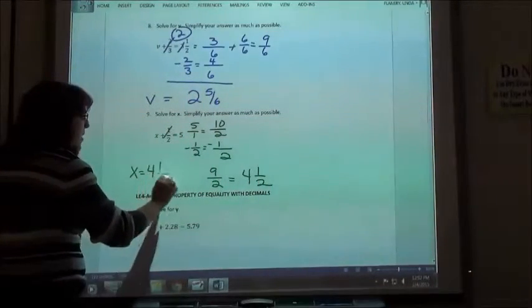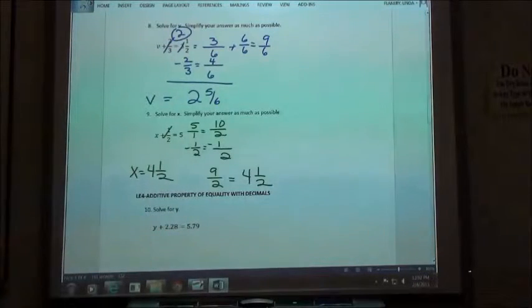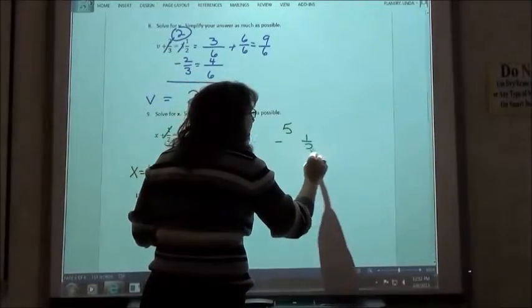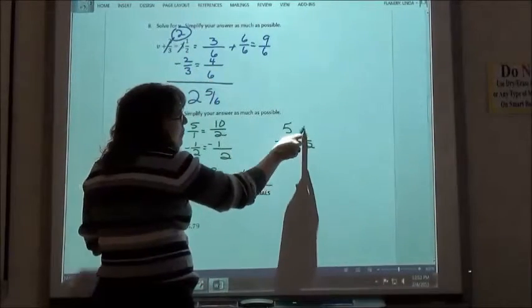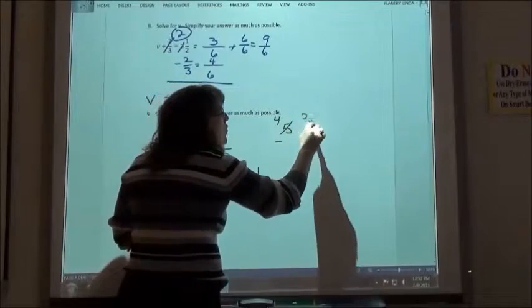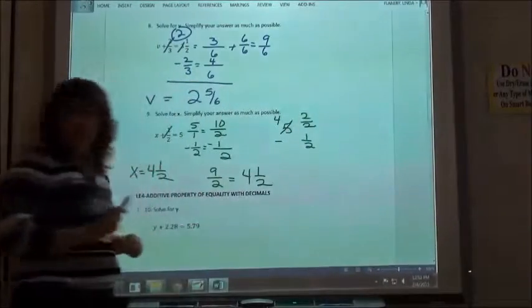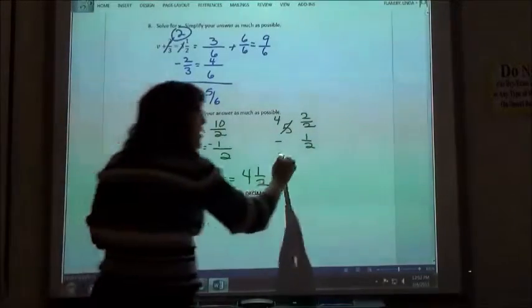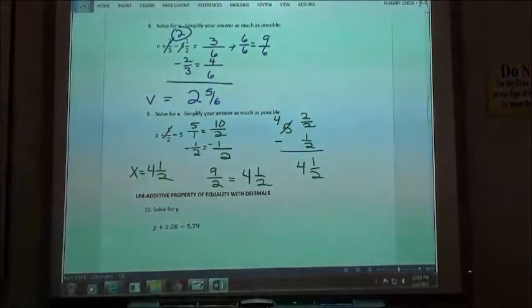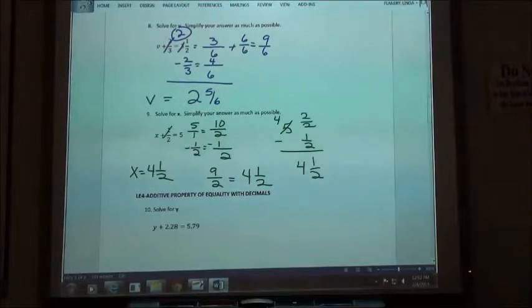Not probably the way the program would have done that subtraction, but it works. Here's what they would have done. If they would have done 5 minus 1/2, they would have said, I can't take a half away from nothing, so they would have borrowed 1 and made this 4, and 1 would have been 2 halves. 2 halves minus 1/2 is 1/2, and look, I got the same answer both ways. Both of them are mathematically correct, so whichever way you're more comfortable doing it works.